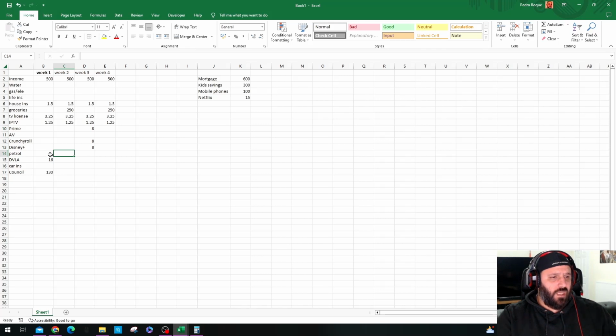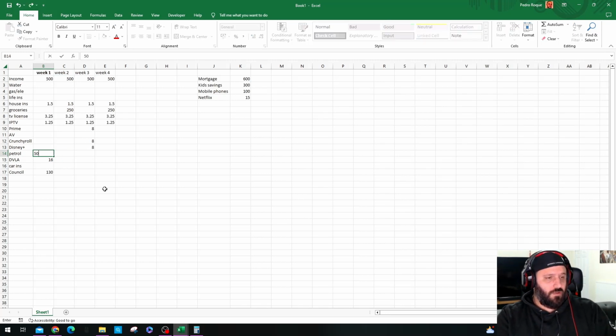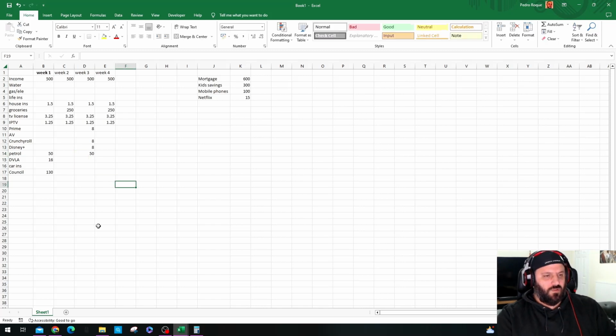And what I do is I try to balance everything. So for example, if I know I'm gonna have the groceries on the second week, I should put the expenses of petrol in my first and my third week. This is roughly what I do. So my car insurance, what I've done.